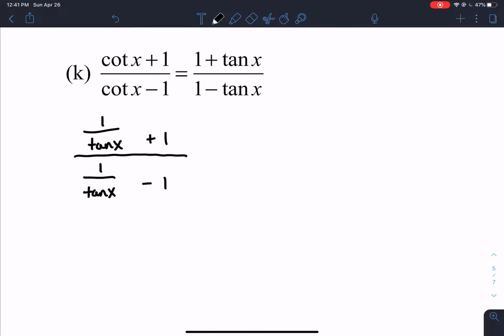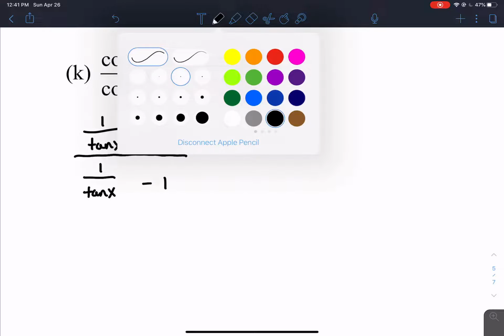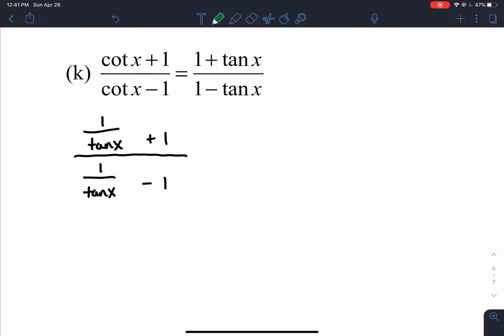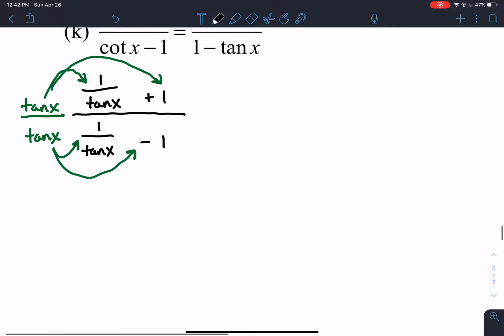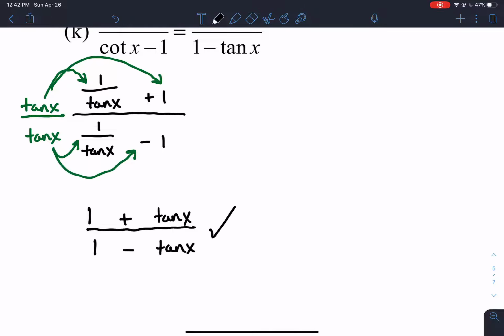Now, this is something that we worked on earlier in the year, right? You have a complex fraction, right? How do you get rid of your complex fractions? You multiply by the common denominator, which in this case is going to be tan x. All right, so you're going to take tan x and you're going to multiply it to every term in the fraction. Okay, and then what does that give you? So tan x times 1 over tan x is just 1 plus tan x. And then tan x times 1 over tan x is also just 1 minus tan x, which is what you have there on the other side.